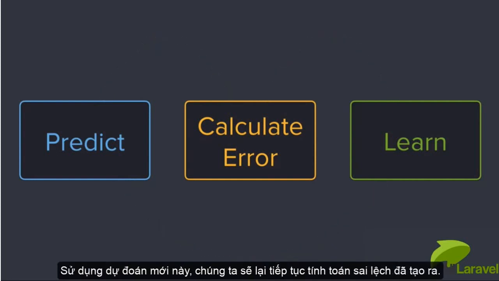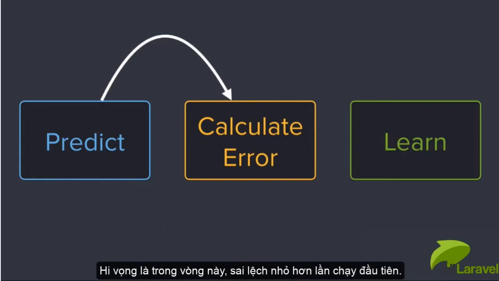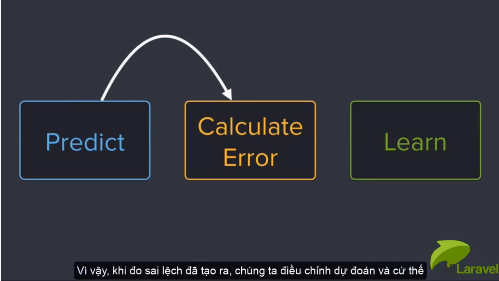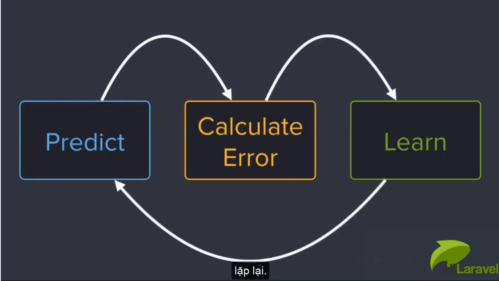So using this new prediction, we once again calculate how badly we did and calculate the error. Hopefully, this time round, the error is smaller than the first time round. So having measured the error and how badly we did, we adjust our prediction once again. And then rinse and repeat.